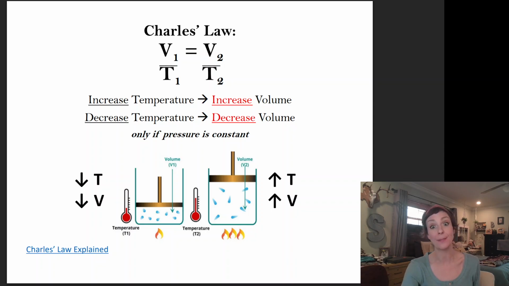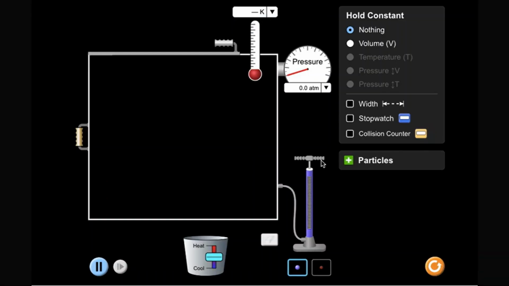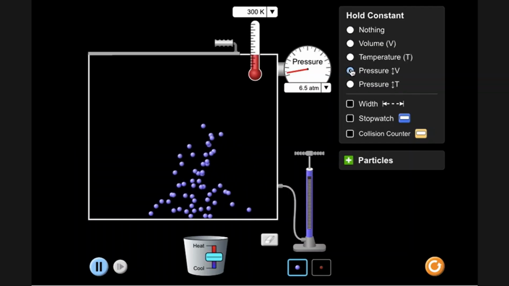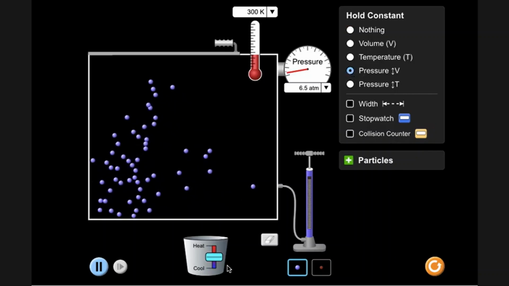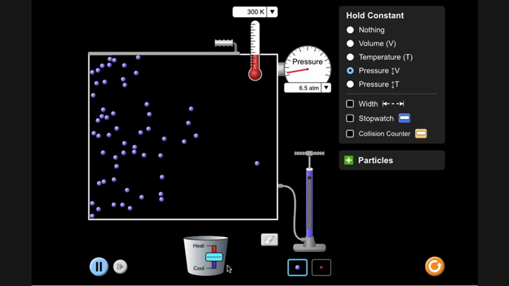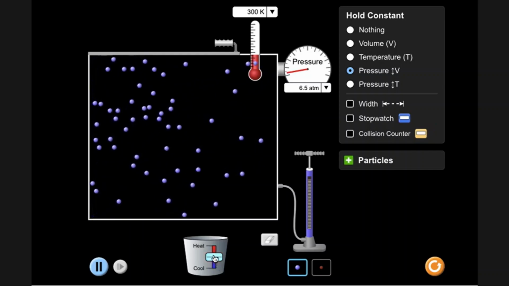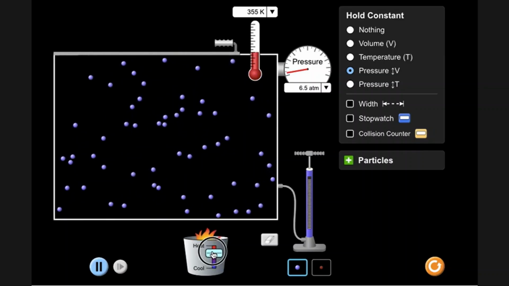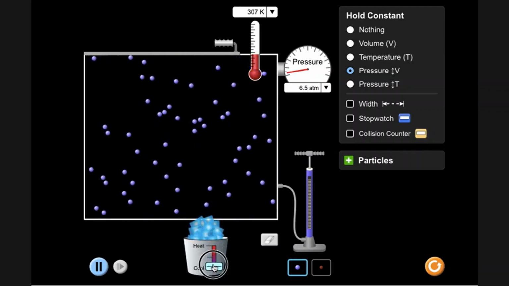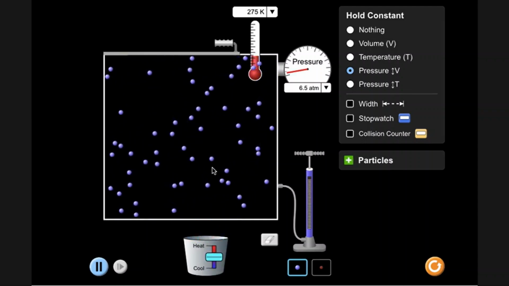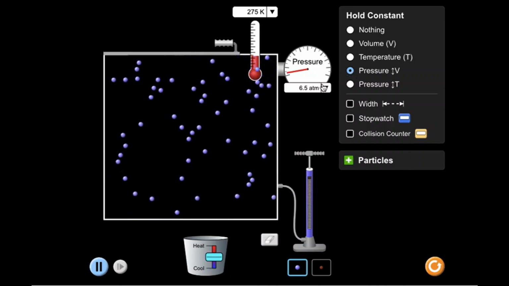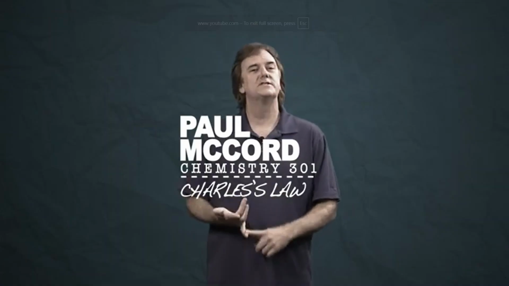So let's explore this a little bit more. I'm going to quickly set this up for Charles' Law. I'm going to add some particles. And now I'm going to keep my pressure constant. Charles' Law tells me that if I increase the temperature, I have to increase the volume, and that's because the pressure has to also remain constant. So I'm going to increase my temperature, and you'll notice that the size is getting bigger. And if I decrease it, I make it smaller. The amount of space that those particles take up is less in order to keep that pressure the same. This is a quick illustration of Charles' Law.